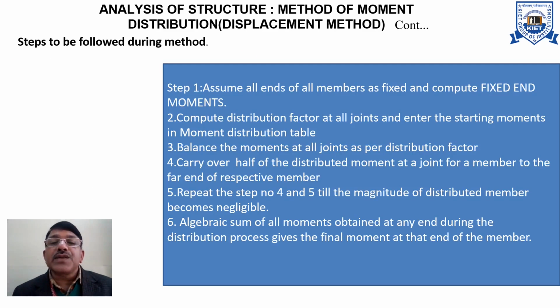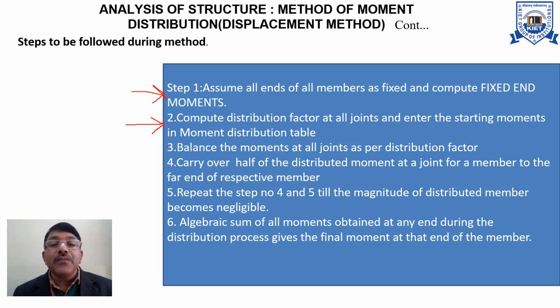So what kind of steps are required to be followed? Step 1 is to treat each and every part of the given structure as fixed at the ends and find out the fixed end moments. Then compute the distribution factor at all joints and enter the starting moments in the moment distribution table. That means we are going to make a table here in which we have to enter the data from step 1 and from step 2.